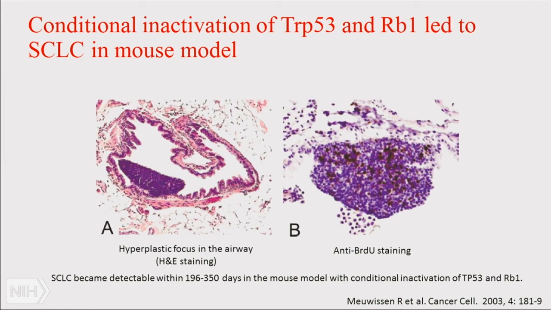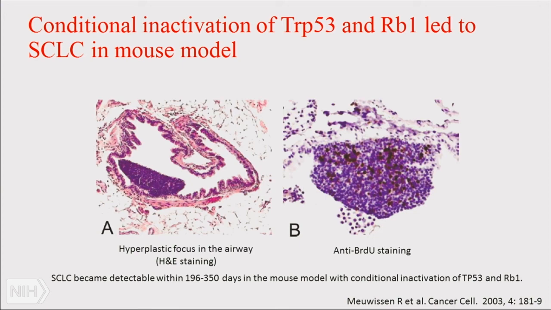About 2 months after the intratracheal injection of the Cre-containing adenovirus, you can see the hyperplastic lesions present here. And this is H&E staining. And on B panel, it shows the BrdU staining, which shows that these lesions are highly proliferative. If you wait for 6 months after intratracheal administration of the Cre-containing adenovirus, small cell lung cancer then developed. And importantly, the small cell lung cancer developed in this mouse model behaves similarly to small cell lung cancer in humans. It metastasized very early and very easily.